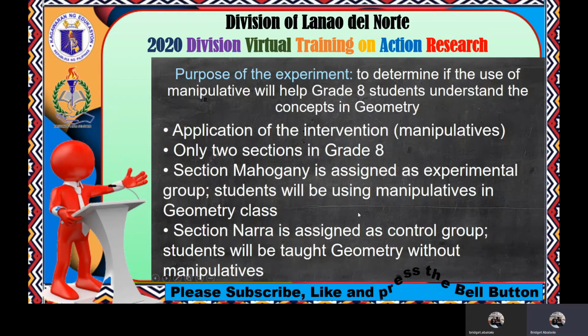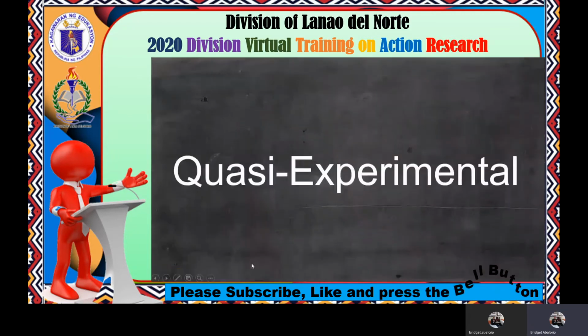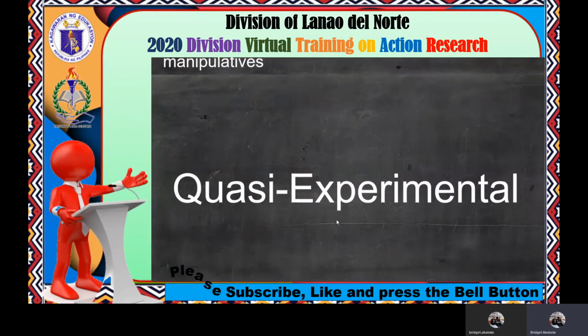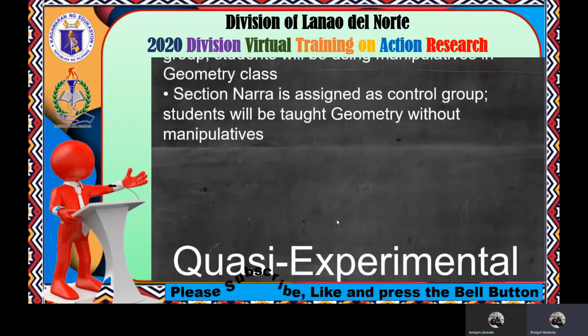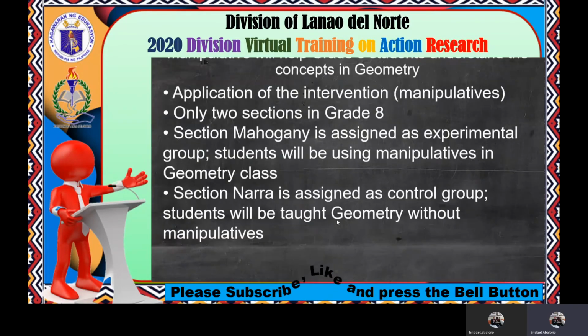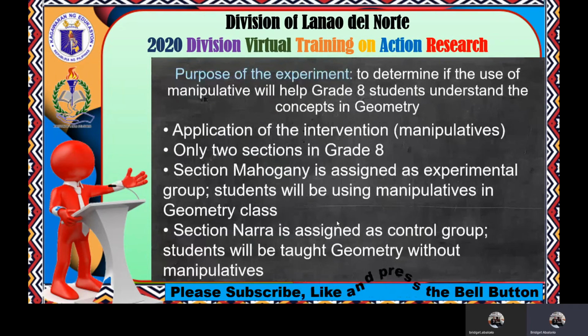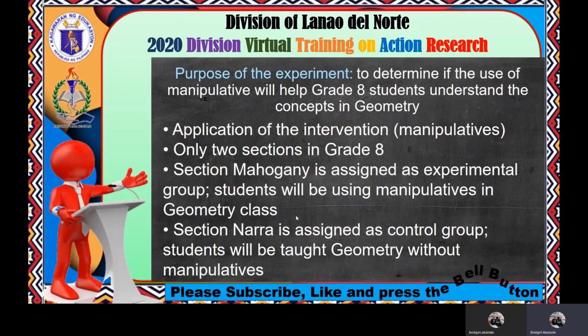Okay, great. It is a quasi-experimental research design. So going back, as we may see, Section Mahogany is assigned as experimental group and Section Nara is assigned as control group. There are two predetermined groups. No randomization was done during the conduct of the action research. Therefore, this is a quasi-experimental research design.